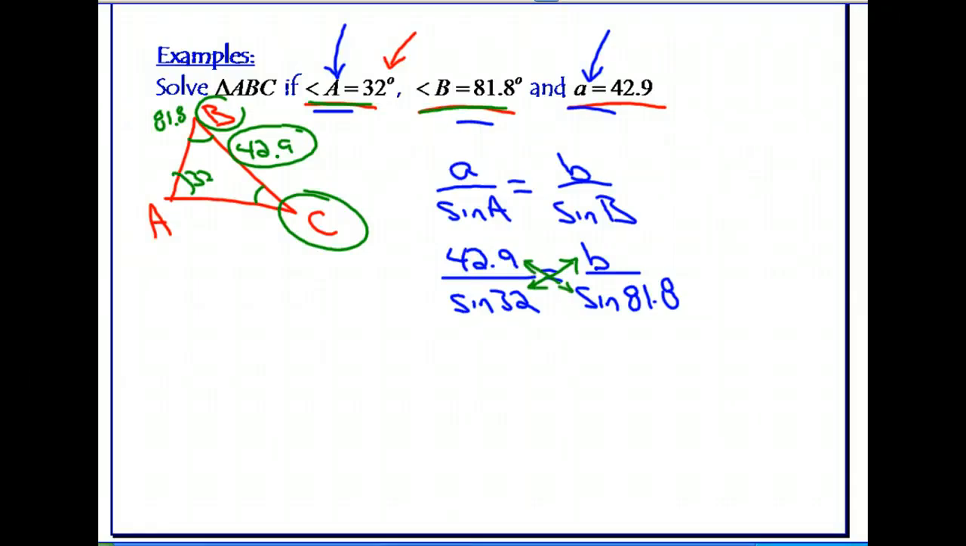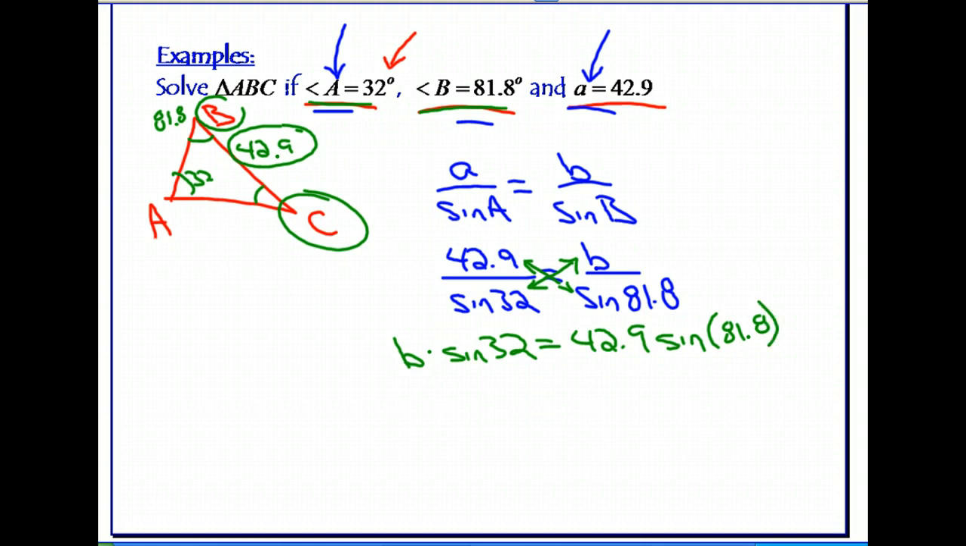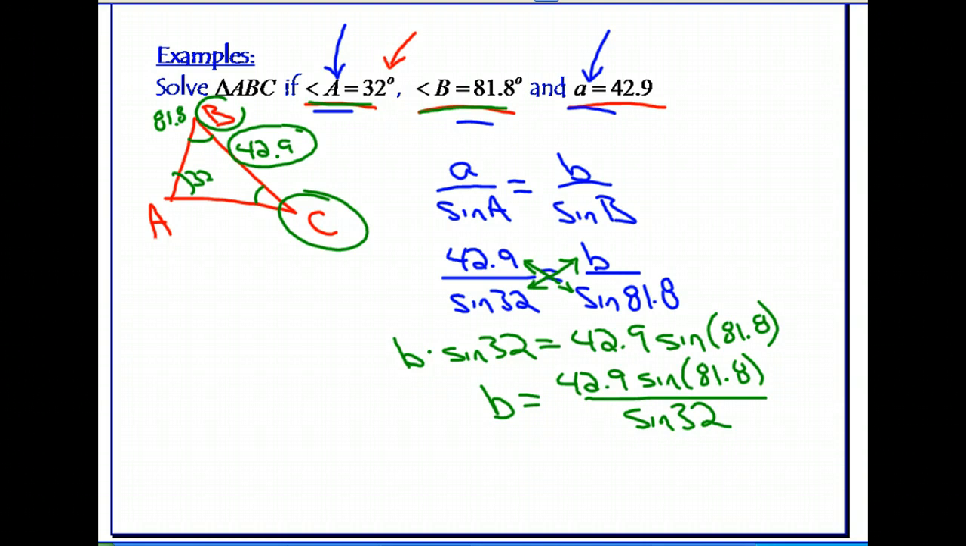Come across this way, come across this way. I'm going to show this in two steps, you may be doing this in one step. But I've got B times the sine of 32 equals 42.9 times the sine of 81.8. And now I'll divide to get B alone. So B is 42.9 times the sine of 81.8 divided by the sine of 32.